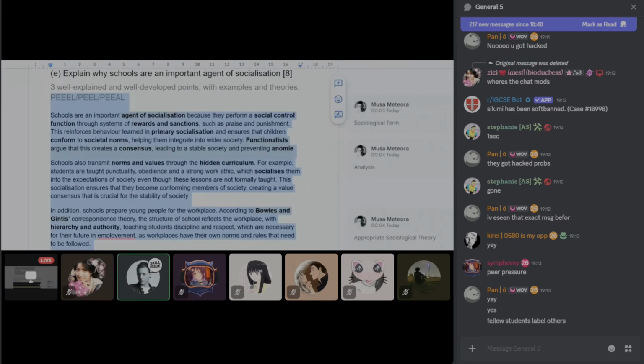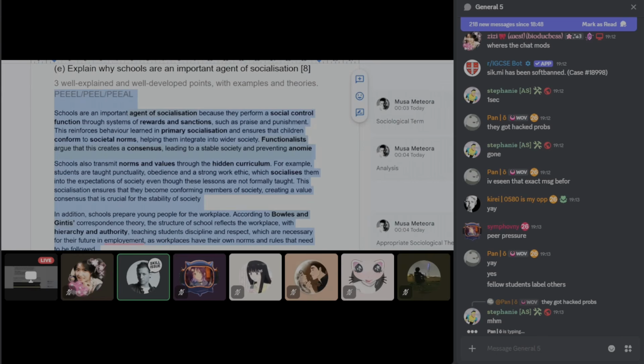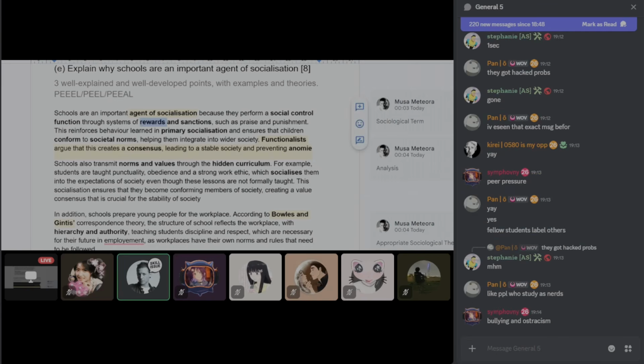First paragraph: Schools are an important agent of socialization. Now I'm going to be highlighting here how I have divided my answer. Agent of socialization is a sociological term because they perform a social control function, another sociological term, through systems of rewards and sanctions such as praise and punishment. This reinforces behavior learned in primary socialization and ensures that children conform to societal norms. See these sociological terms I'm using throughout: reward, sanctions, primary socialization. This is what they require from you, and you should always include them in your answer.